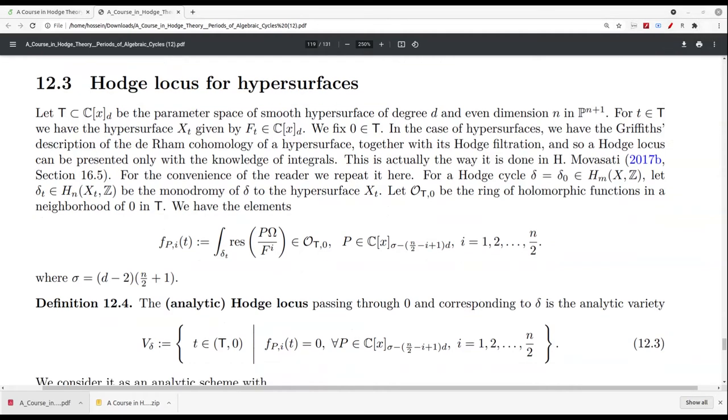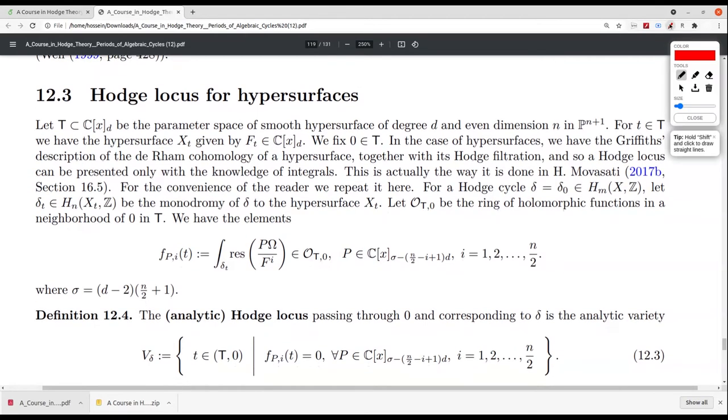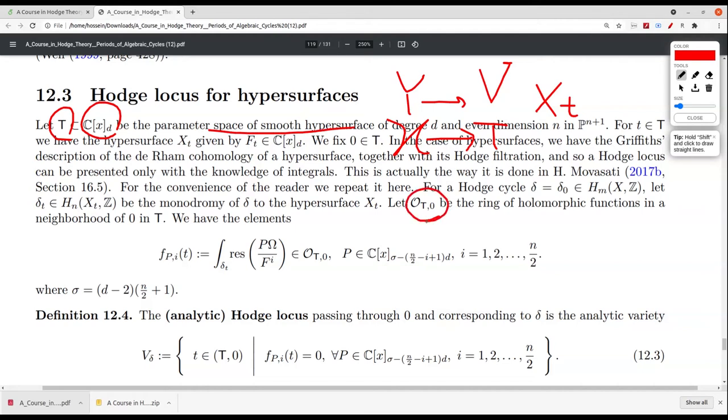So in the case of hypersurfaces, instead of the notation Y_v, I have used the notation X_t, let's say, the X_t fibers. And this is going to be the full family of hypersurfaces in the sense that if we take all homogeneous polynomials of degree d, T will be some open subset of this one for parametrizing smooth hypersurfaces. Anyway, so we have to define the Hodge locus inside O_{T,0}.